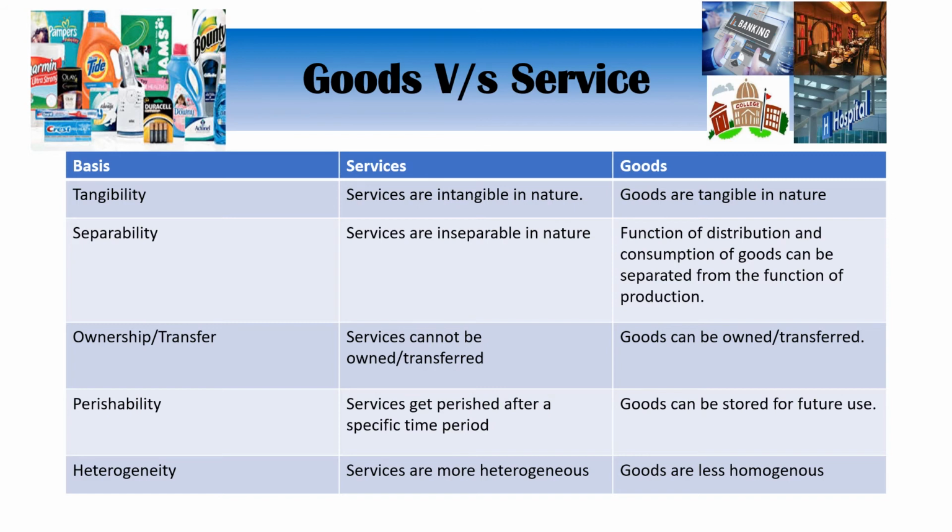Okay, moving ahead, we have perishability. On the basis of perishability, services are perishable in nature. They are specific to a time. Being one-time consumable, the experience totally depends on the individual. Once he has experienced it, that's done. That's the end of the consumption process. When it comes to goods, they can be stored and used in future.